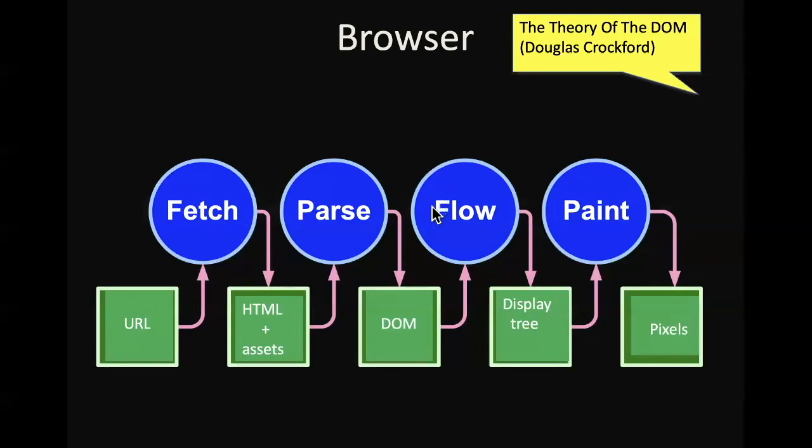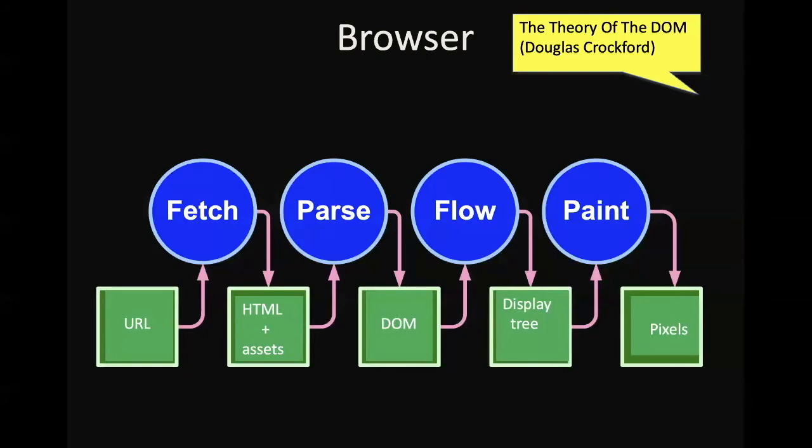Having done that, the browser then goes into what's called its flow phase. And in the flow phase, it takes the DOM and builds another representation, which we don't really care about, called the display tree. And when the display tree is constructed, the browser goes into its paint mode, where it actually paints pixel by pixel what's on the screen. So all of that happens as a result of the URL in the browser changing.